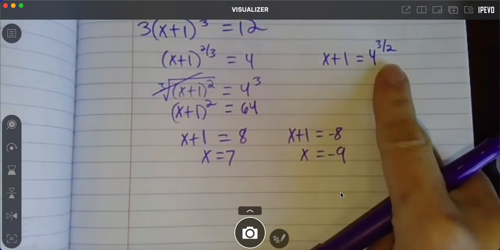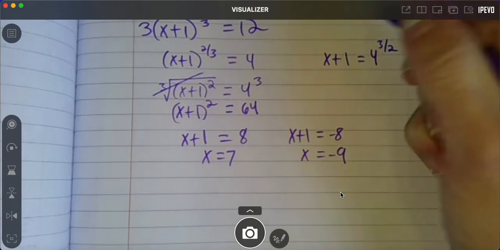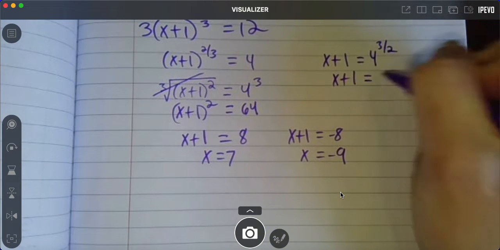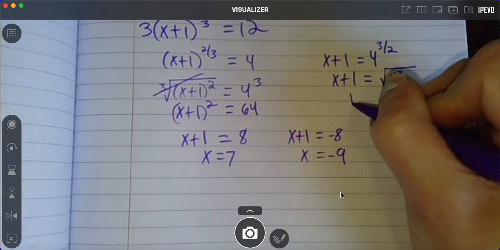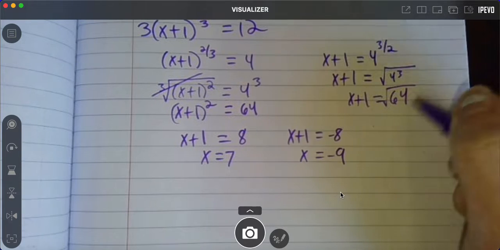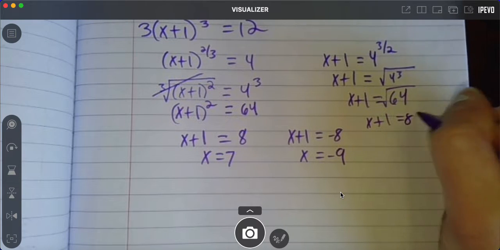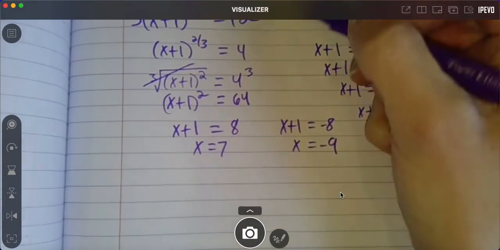Yeah. Now, this way, do y'all want me to work this one out? Number 5. I'll just write up here, that's going to be the square root of 4 to the 3rd. That is the square root of 64, okay, which is 8 and negative 8. Do y'all see how I would have gotten the same thing?